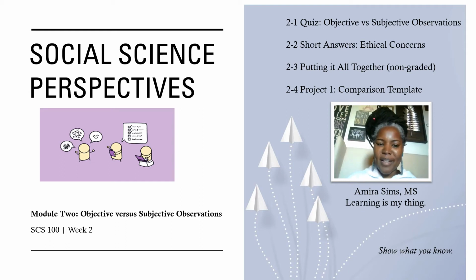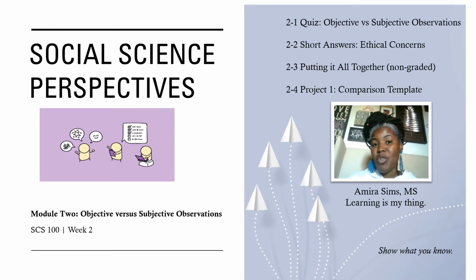Social Science Perspectives, Module 2, Objective versus Subjective Observations. So there are 4 sections in Week 2. You have 2-1, which is a quiz on objective versus subjective observations.